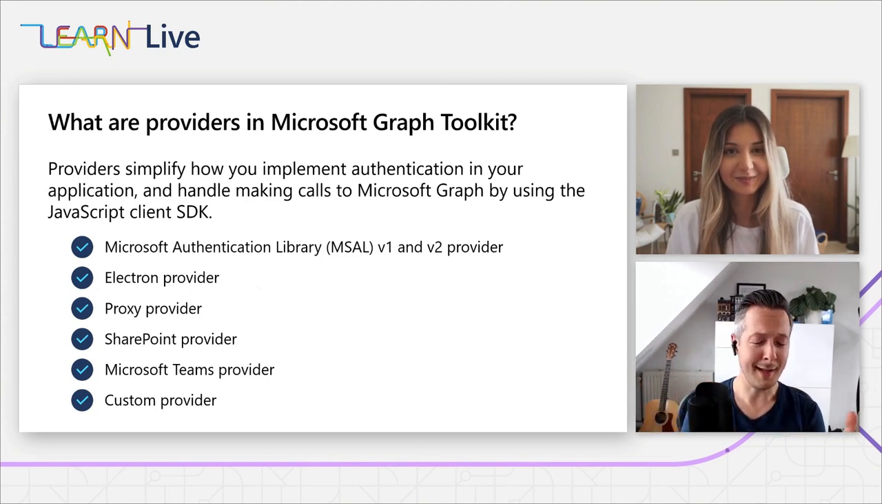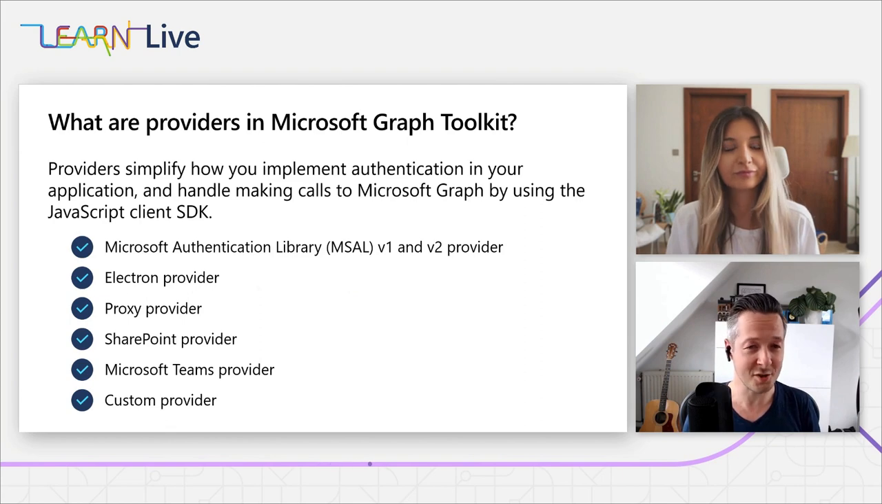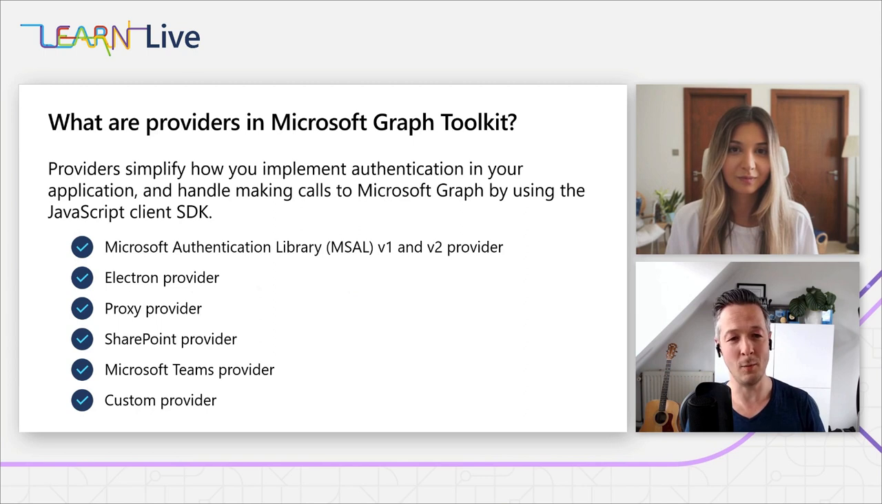So, as we said, you can use MGT in many different types of apps, right? And the cool thing is that the components you use are generic, meaning they work exactly the same way no matter if you build a standalone web app, a desktop app in Electron, a SharePoint web part, or a Teams tab, because there is nothing special about how you code Graph. The only thing that is different is the first step. How do you authenticate and how do you obtain a token?